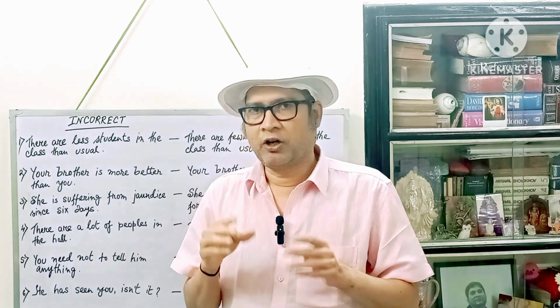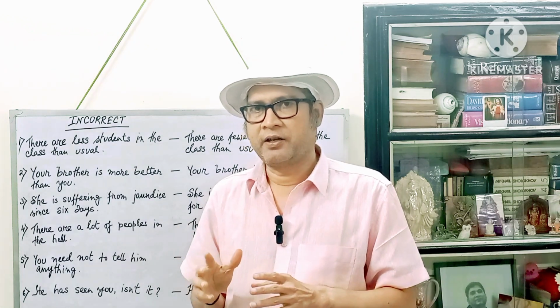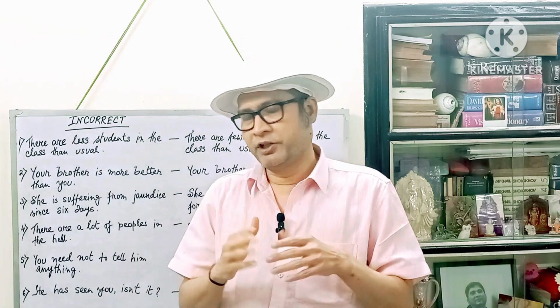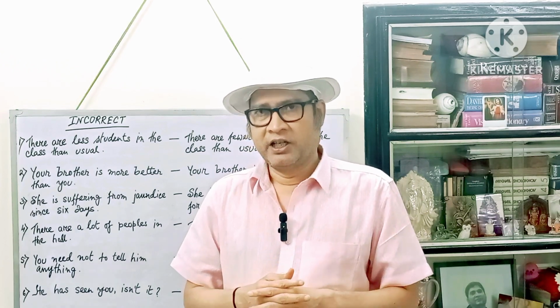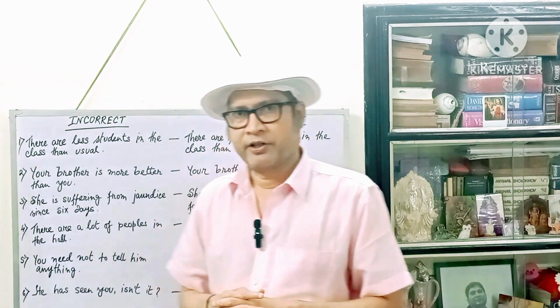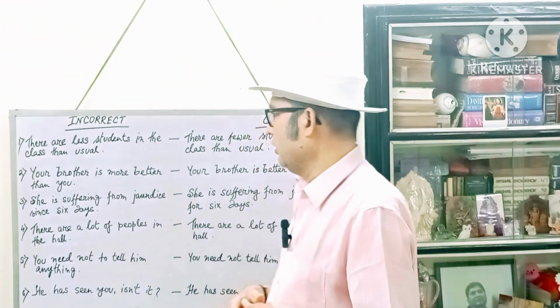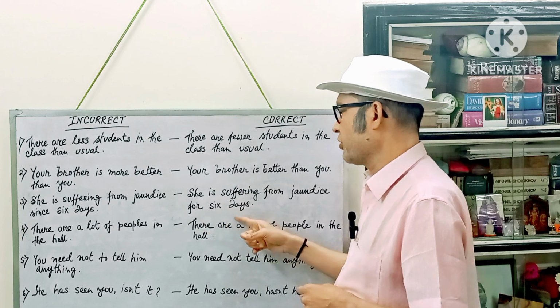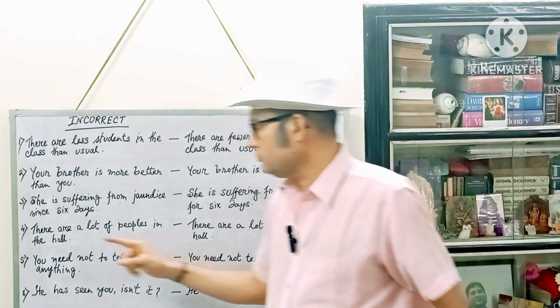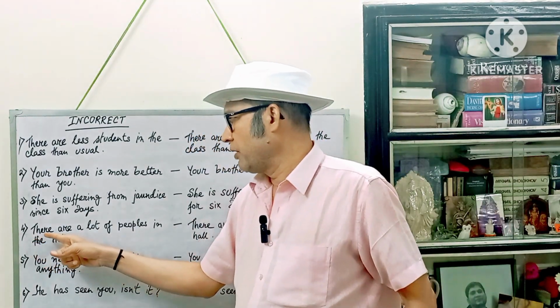Okay. If you have any confusion about the use of "since" and "for", then please write it down in the comment box, and I shall address your question individually. I assure you, my dear friends. It's my promise. Well, so here you have seen she is suffering from jaundice for 6 days, not since. Number 4. Move on to number 4.